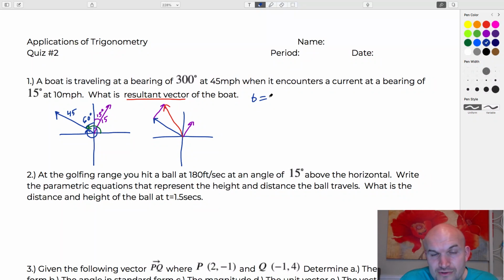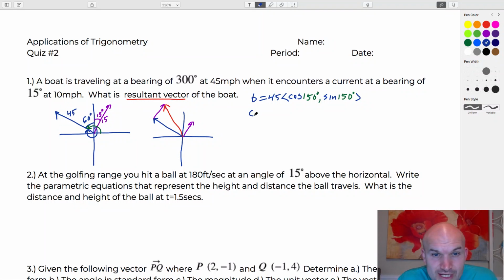So I'll write B is going to be magnitude 45 times the cosine of 150 degrees, and then times the sine of 150 degrees. So I'm putting that in green so you can see where that green kind of comes from. Okay, so that is the boat.